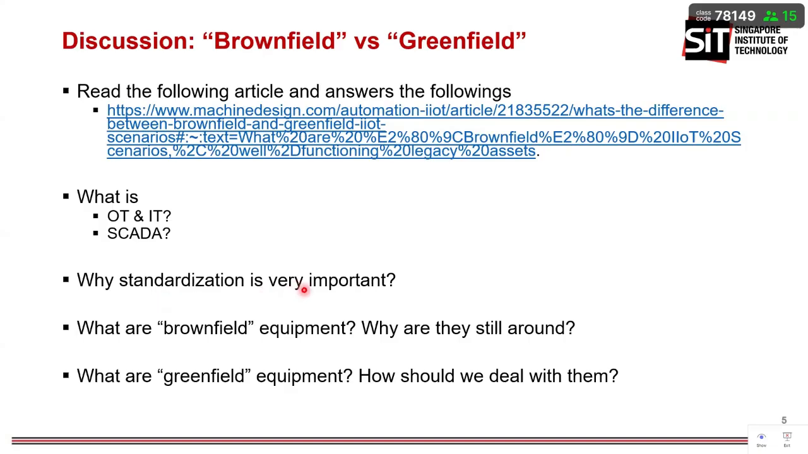Similar to today's topic on field bus, when we talk about communication, we need to establish a standard so that when we communicate between equipment or devices, we know what is going on.